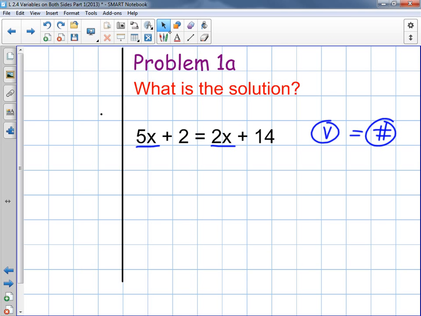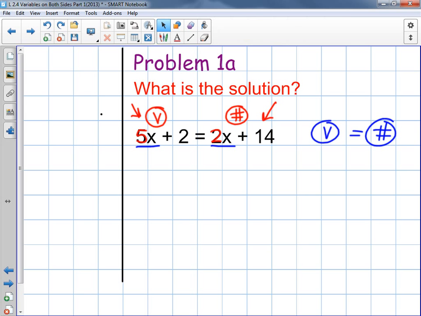So the way I choose is I always find the biggest variable term by looking at the coefficient, 5 and 2. Which one's bigger, 5 or 2? Of course the answer is 5, so this is the side that I want to be my variable side. Pick the bigger variable to be the variable side, and then automatically the other side becomes the number side. And what this means is I want to get all the variables over on this side and all the numbers over on this side.